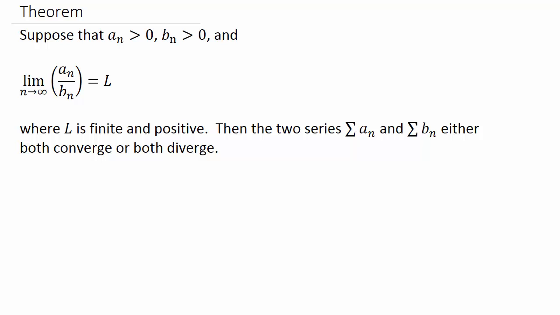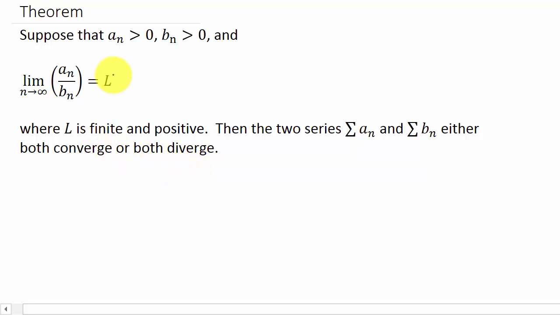Alright, so let's look at the limit comparison test. Suppose that we have two series, a sub n and b sub n, and they're both positive, and the limit as n goes to infinity of a sub n over b sub n is equal to L, and L is finite and positive. Okay, it approaches a number, and it's a positive number. Then the two series either both converge or both diverge.